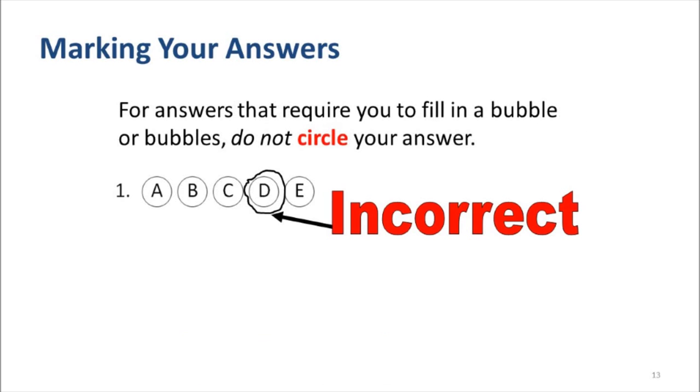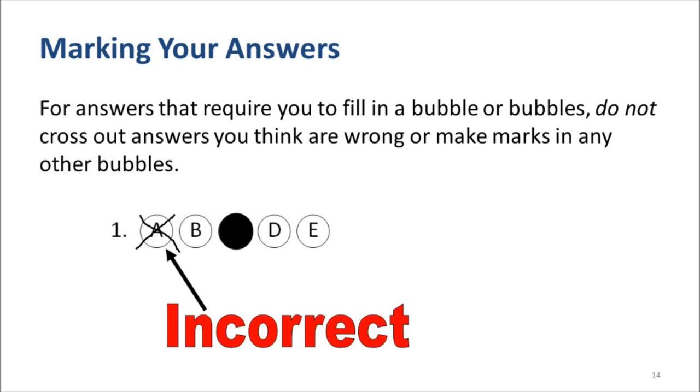Here is the incorrect way to answer one of your multiple choice questions. Make sure to fill in the bubble. Do not circle your answer. An X is also the incorrect way to fill out your answers on your FSA test. Make sure to fill in the bubble completely.